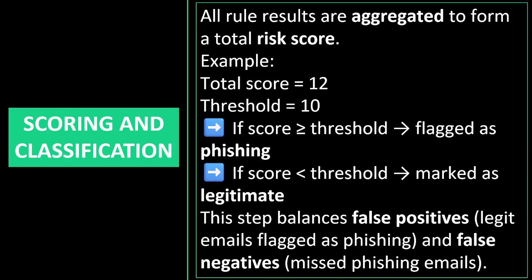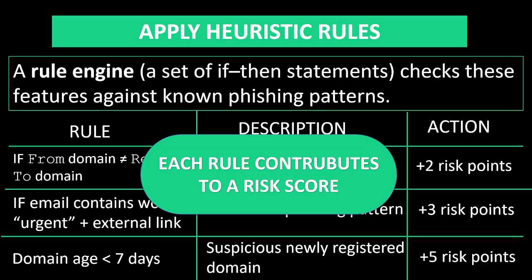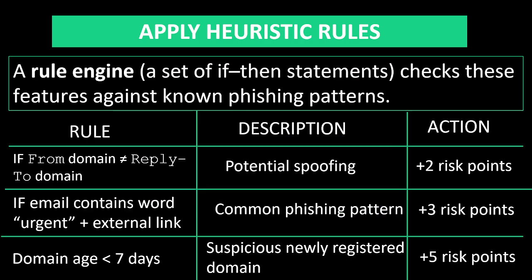Okay. So I just want to mention how the risk scoring is done. So I'm just going back to this slide. When we apply these heuristic rules, it's a set of rules, or we call it a rule engine, where we check these features against known phishing patterns. First rule: if from domain is not equal to reply-to domain, the description is potential spoofing, then the action is we add two risk points to it. Second rule: if email contains the word urgent plus an external link, it's a common phishing pattern. We add three risk points to it.